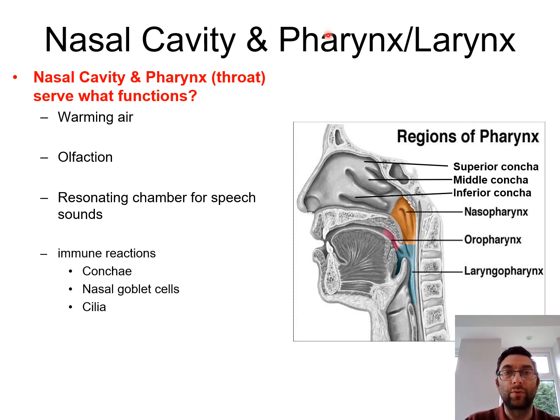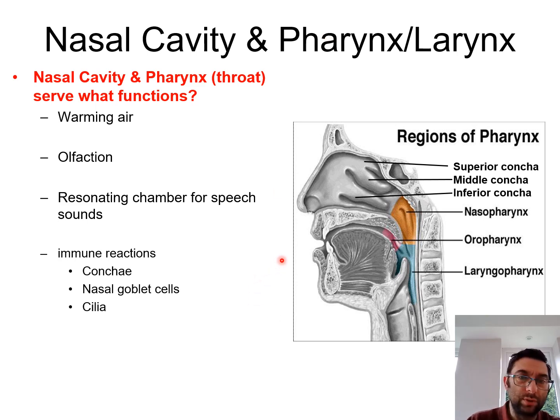And they help to filter out foreign particles and help to reduce the potential for respiratory tract infections. So this is partly why people who have nasal problems and end up mouth breathing to a greater extent tend to have more upper respiratory tract infections, because there are less structures within the oral cavity to help filter out these foreign particles.